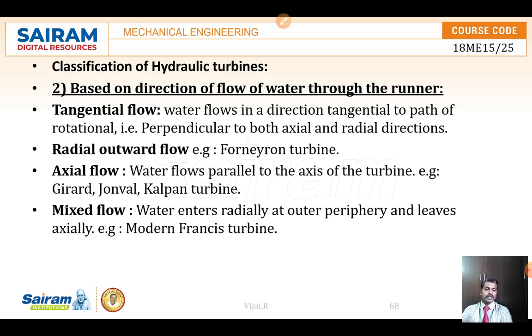So here the tangential flow turbines are there, where the direction of water is tangential to the path of rotation. We are going to discuss the Pelton wheel turbine, which is the example for it. Another case is the radially outward direction, where water enters and moves radially to rotate the turbine. The next one is the axial flow turbine, where the water flows parallel to the axis of the turbine. The Kaplan turbine is one of the examples for it.